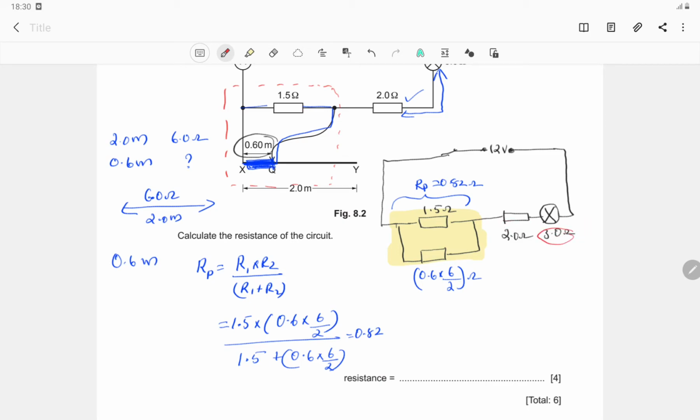Now there are basically 3 resistors connected in series. One is 3 ohm, next one is 2 ohm, and the other one is 0.82 ohm. These resistors are in series, so to find the combined resistance, you just need to add. So the total resistance is 3 ohm plus 2 ohm plus 0.82. So the final answer is 5.8 ohm. So 5.8 is the correct answer. You should write the answer with the unit of resistance, that is ohm.